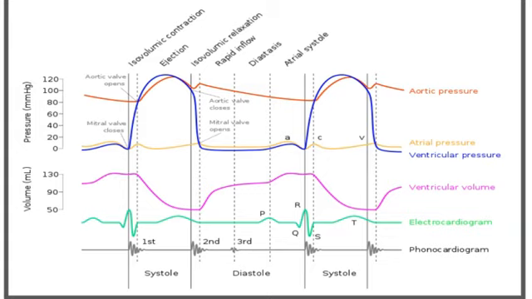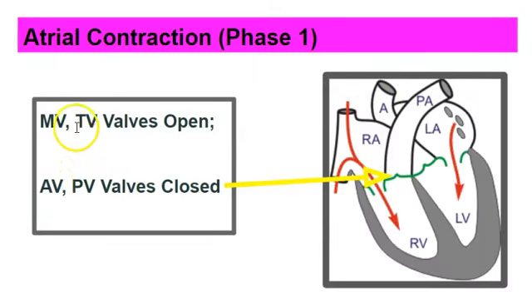So the first phase, as I said, is atrial contraction, phase 1. That's when the atria are squeezing, of course, and pushing blood down into the ventricles. During atrial contraction in phase 1, the mitral valve and the tricuspid valve, our atrioventricular valves, will open and allow blood to flow down from each atrium into either the RV or the LV, and our aortic valve and pulmonic valve, our semilunar valves, will be closed during that period of time.